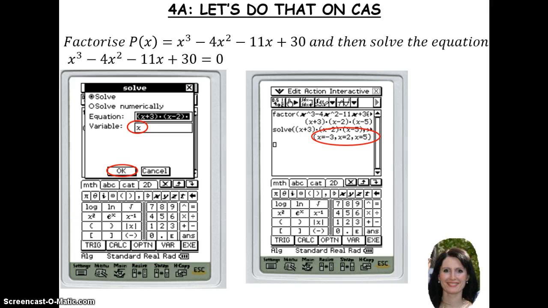There they are there. Quite simple, but a few more steps than the other things we've done on the CAS so far. That's it, guys. We have completed exercise 4A.